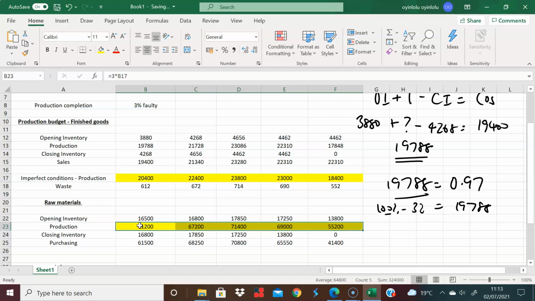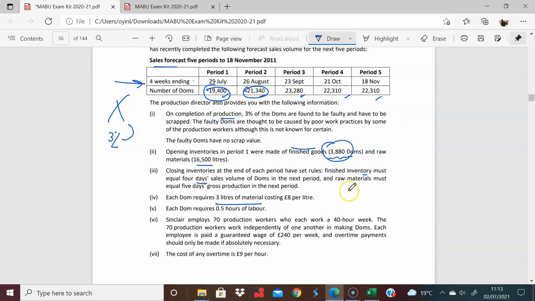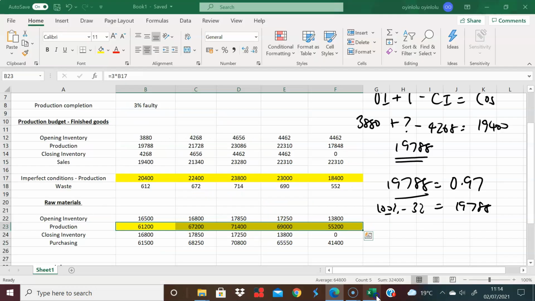Now, it tells us in the question, like I said, that you have an opening inventory of 16,500, and they do exactly the same thing. They tell you that raw materials must be 5 days gross production in the next period. So again, in principle, the same process applies. We are talking about 5 over 20 times, if you like, C23 with the next. So we know we're given opening, we're given closing, we know what we need to produce.